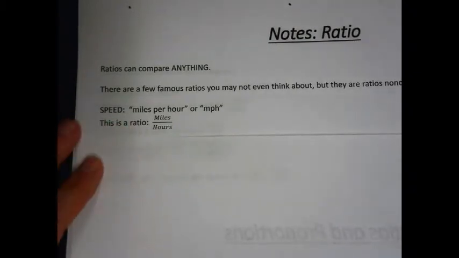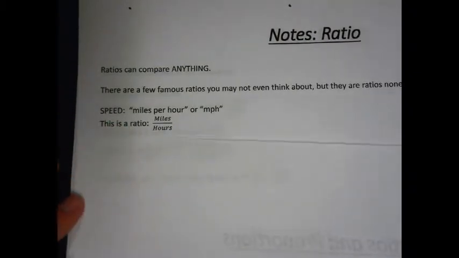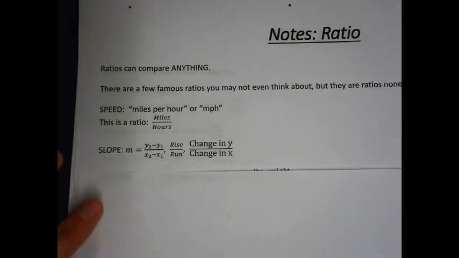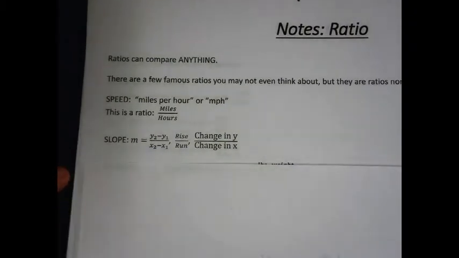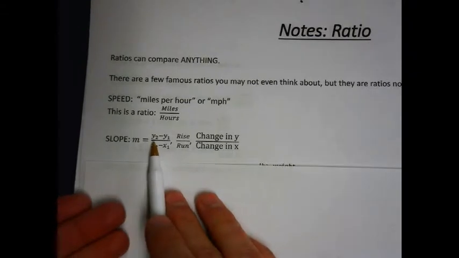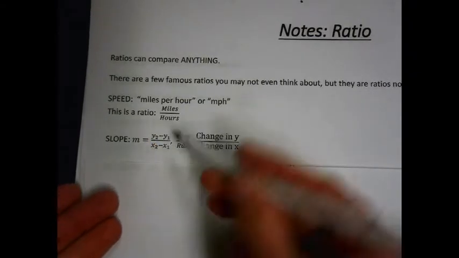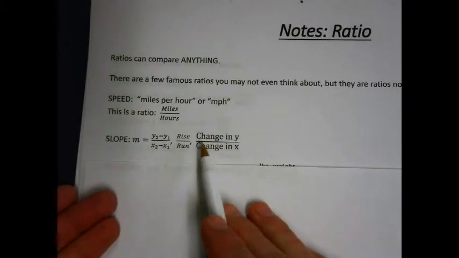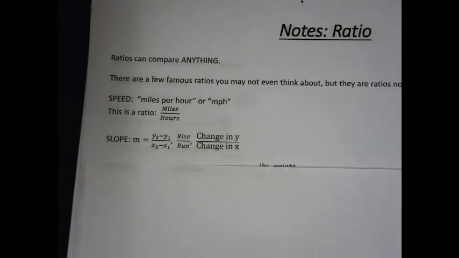Another example, and we've covered this a bunch, is slope. Slope is also a ratio. It's a rate of change in the dependent variable to the independent variable. And so we look at our slope formula that we're so used to seeing. Well, that's a ratio. We're talking about the ratio comparing rise to run, the change in the y over the change in the x. So that also is a ratio.